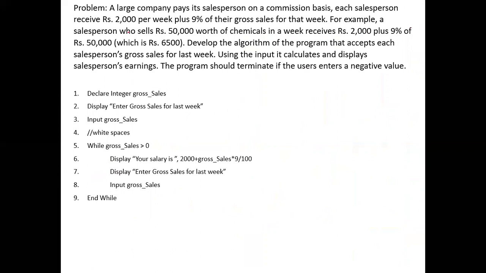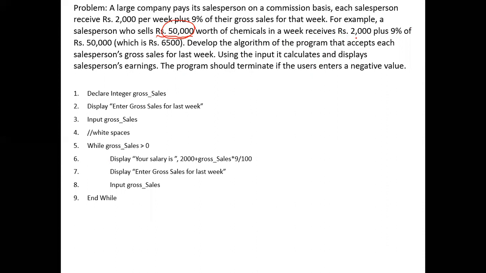The statement says that a large company pays its salespeople on a commission basis. Each salesperson receives rupees 2,000 per week plus 9% of their gross sales for that week. For example, a salesperson who sells rupees 50,000 worth of chemicals in a week. This is just an example: he has sold rupees 50,000 worth of chemicals in a week.